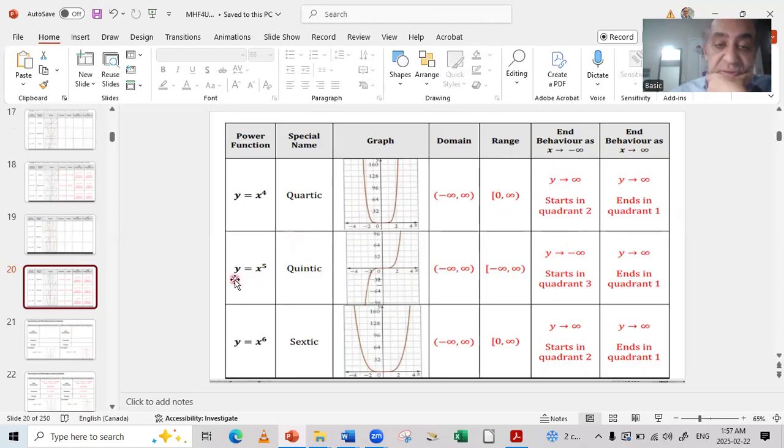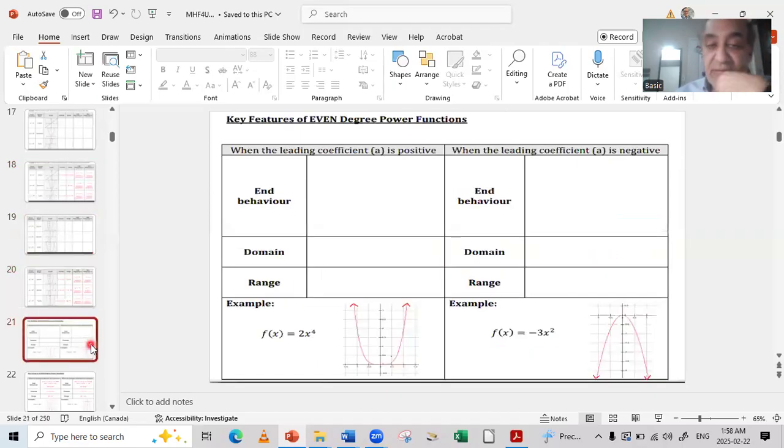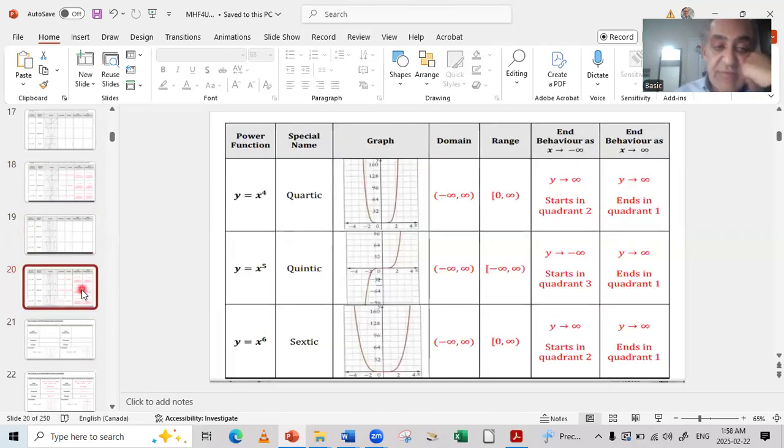Quintic, y equals x to the 5, it's like the cubic. Same as the cubic, so we have odd. And the 6 also is like the quadratic and like the quartic, the same thing. If you see here also, you will have the same ends and the same behavior.